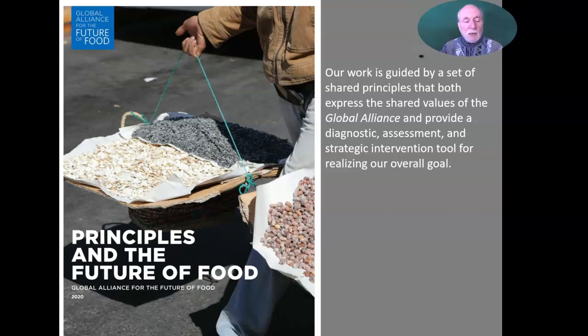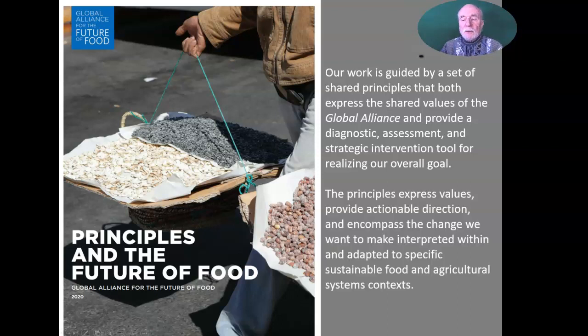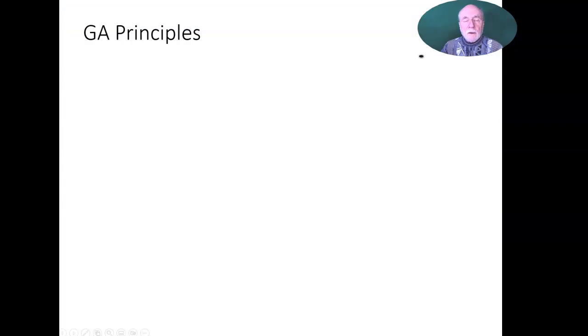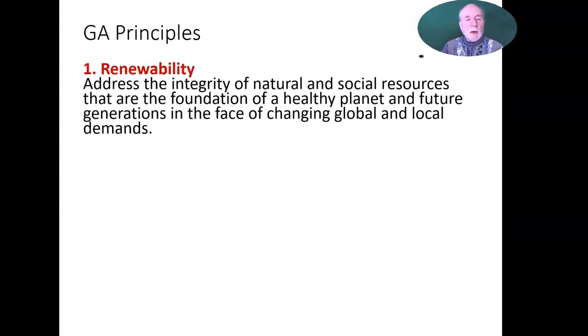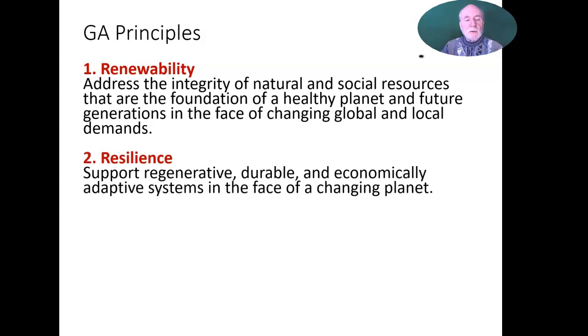They put out a publication on the principles and the future of food. The principles express values, provide actionable direction, and encompass the change we want to make, interpreted within and adapted to specific sustainable food and agricultural system contexts. The Global Alliance for the Future of Food principles are renewability, which addresses the integrity of natural and social resources that are the foundation of a healthy planet and future generations in the face of changing global and local demands.